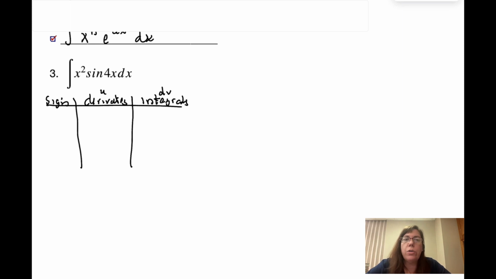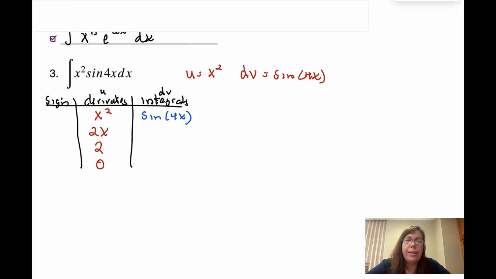So our u in this case is going to be x squared, and our dv is going to be that sine of 4x dx. So start your first row. Under the derivative column is going to be x squared, and then you're just going to take the derivative of that and keep differentiating it until you get to 0. So that'll give us 2x, 2, and 0. Then you're going to take your dv, which in this case is sine of 4x, and you're going to integrate that as many times until you get to that row that has the 0. So in this case, we're going to integrate it 3 times.